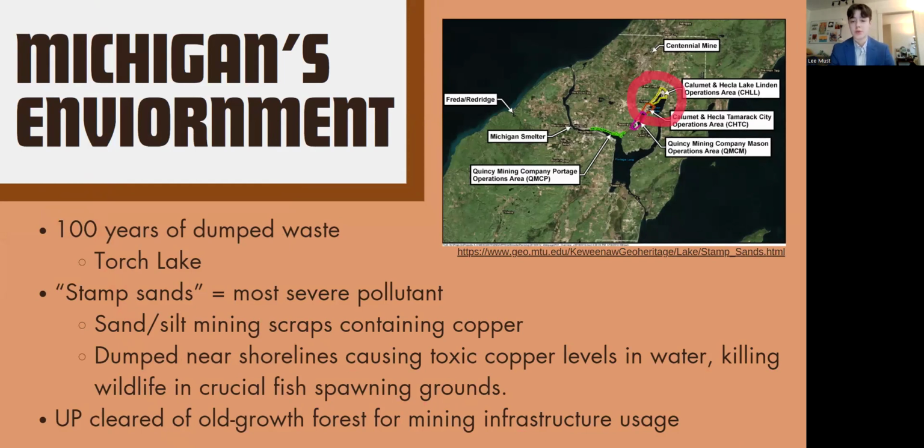This image shows areas where waste has been dumped in Michigan. And this waste is called stamp sands, and it is sand mining scraps from the ore processing that contain copper and other metallic particles in high concentration. And in one specific instance, it was dumped near a shoreline, and the wind and storms have been pushing it into the water, causing toxic copper levels to rise in the water, killing and smothering the fish in these fish spawning grounds of Lake Superior. The Upper Peninsula was also cleared of its old growth forest for the mining infrastructure.